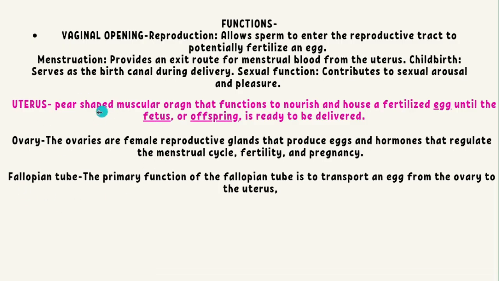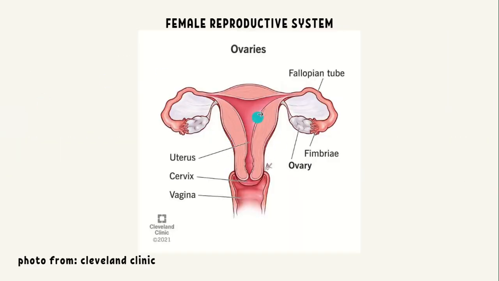So now the uterus, which is described as a pear-shaped muscular organ, functions to nourish and host a fertilized egg until the fetus or offspring is ready to be delivered. So basically, it would be implanted on here.